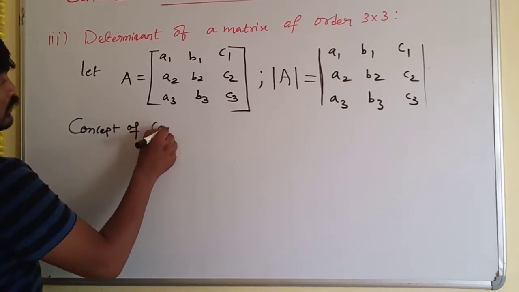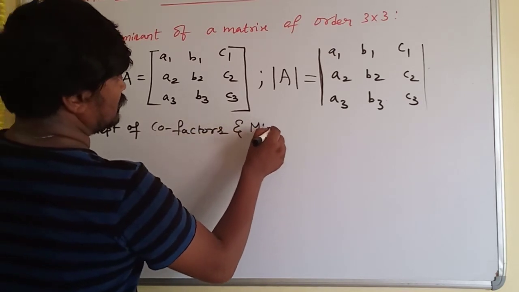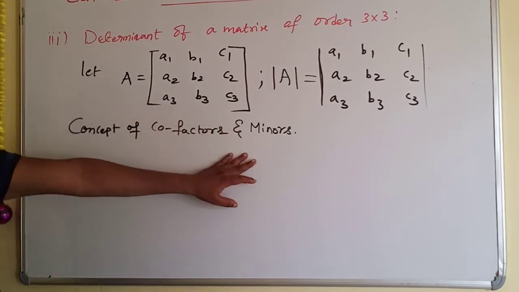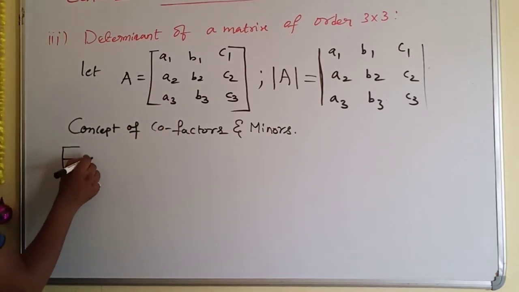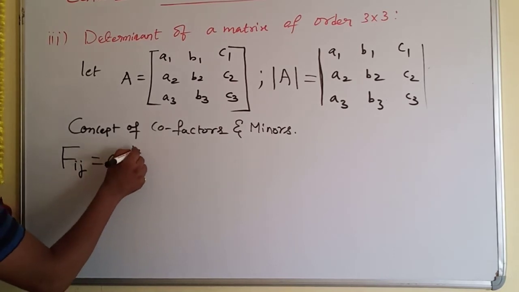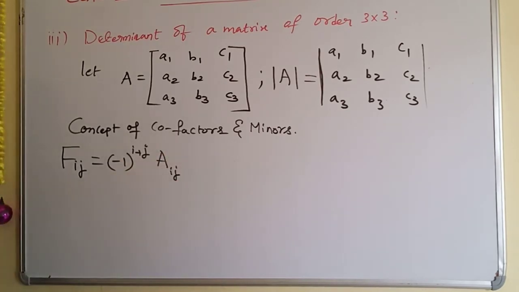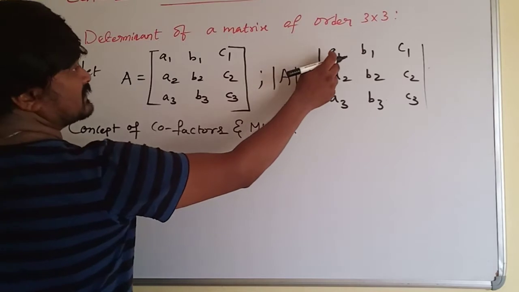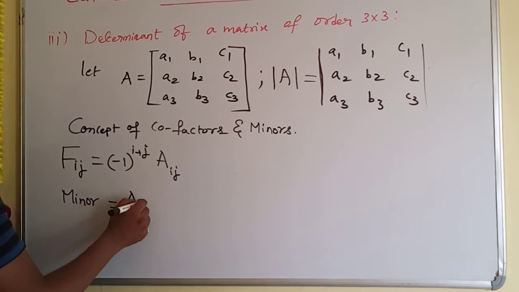concept of cofactors and minors. Okay, so here itself you can understand what cofactors and minors are. First, cofactor means, let me explain to you, Fij is equal to minus 1 to the power i plus j times Aij. And the minor is nothing but the minor of, for example, this whole matrix, the minor is equal to Aij.